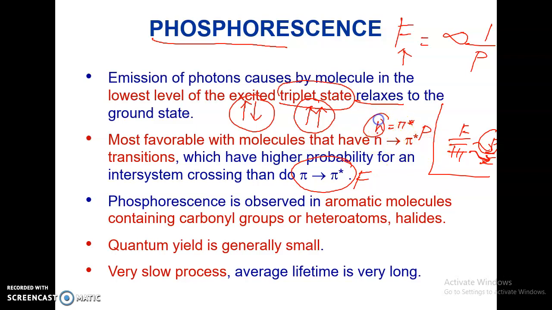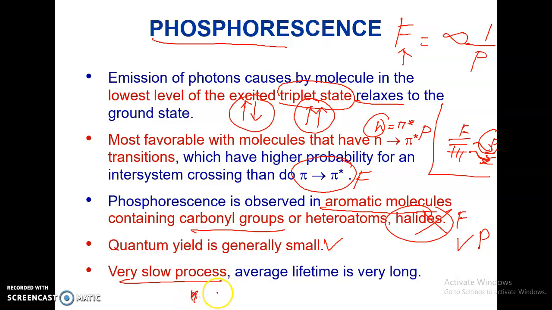When you have n, it means that it is aromatic, it still has aromatic molecules, but it is functionalized with carbonyl groups or halide. Remember, in fluorescence, halide is not good, but it's good for phosphorescence. And the quantum yield is generally small, a very slow process, from millisecond, can be up to minutes. The average lifetime is very long.